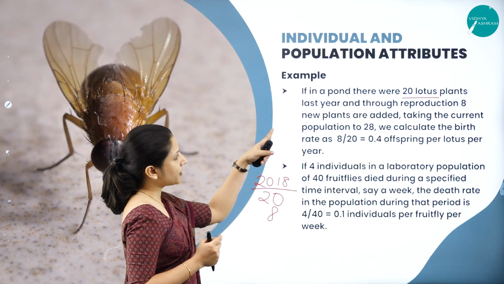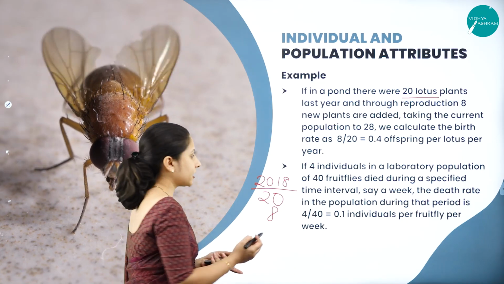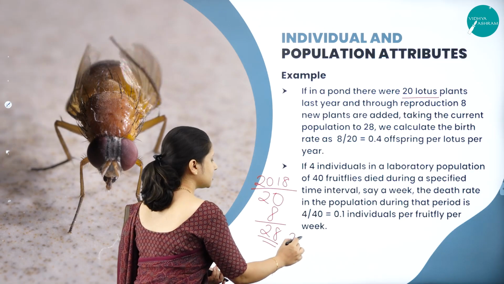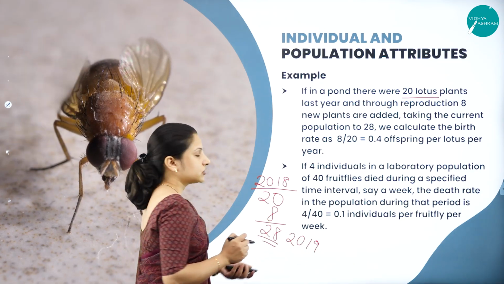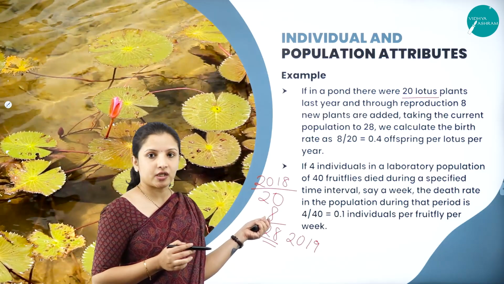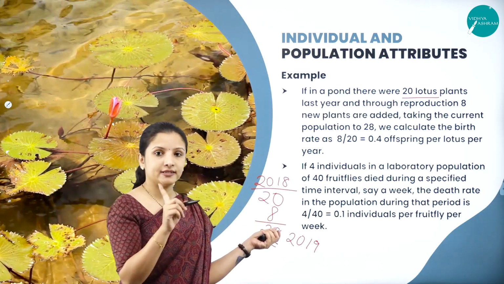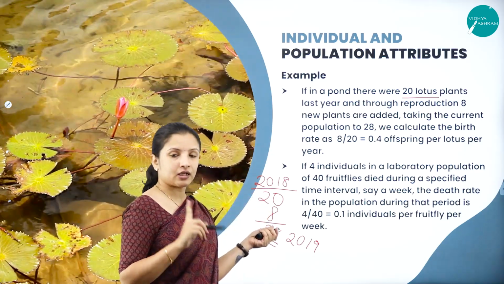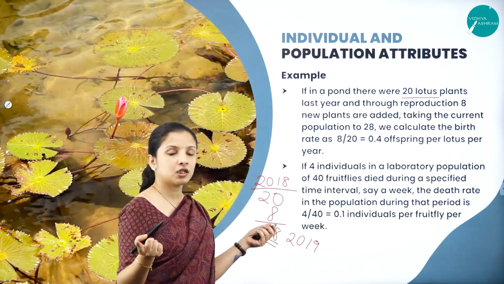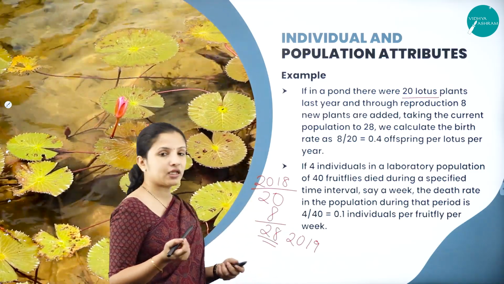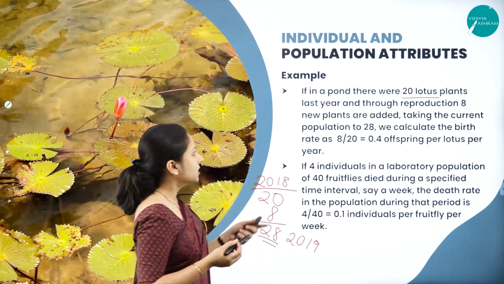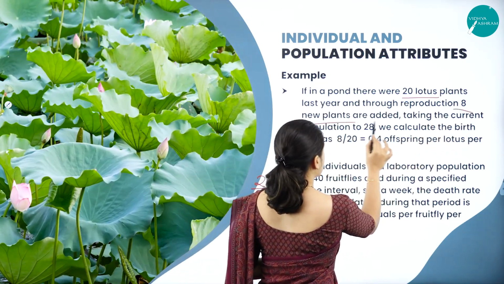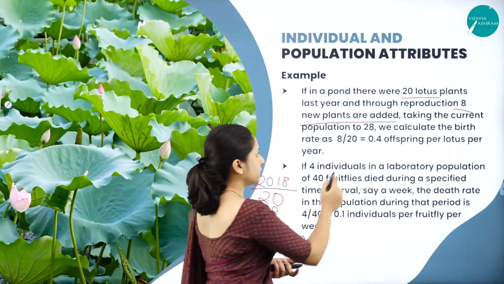So here the new plants are added, taking the current population. How much will be the current population? It is totally 28. That is in 2019. So per capita birth rate we are measuring here. Why per capita? We are taking 1 year's data. So in 1 year, from 2018 to 2019, how many plants got added to that population? 8. So totally in 2019, the population is 28. So here, last year through reproduction, 8 new plants are added, taking the current population to 28.